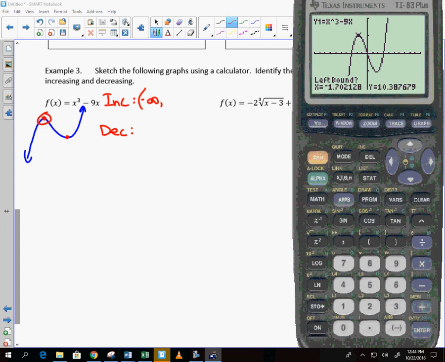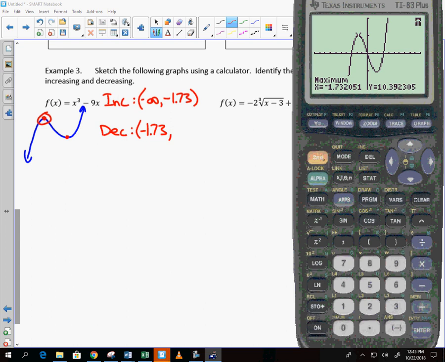And it asks me for a left bound. So I'm going to move to the left of that spot, press enter. I'm going to move to the right of that spot and press enter. I press enter on guess, and it produces a value of negative 1.73. So it looks like I'm increasing from negative infinity to negative 1.73. After that, it looks like I start decreasing from negative 1.73 to, uh-oh, I got to find the bottom now. How am I going to do that?